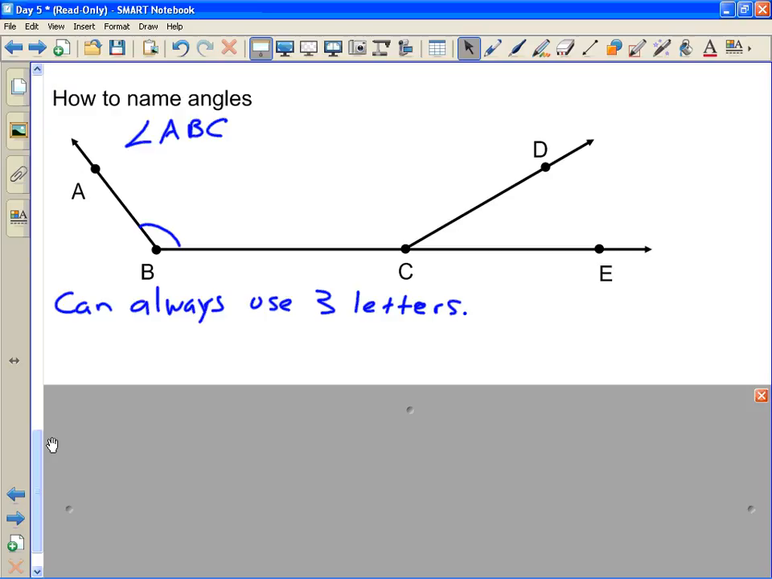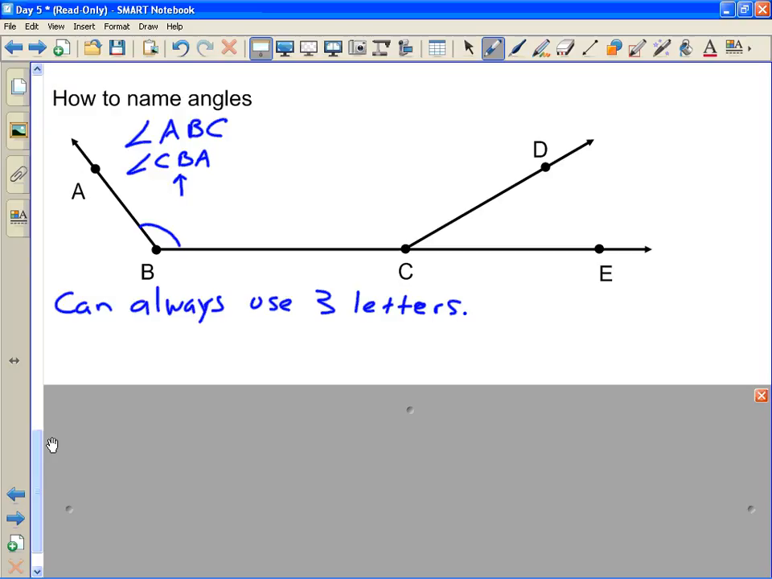Okay, so that's how you do it with 3 letters. And you can change these around. So you could say, okay, it starts at C, turns at B, and points towards A. Key thing to remember is your vertex has to be the middle letter. So B, when I'm talking about this blue angle, is going to have to be the letter that's in the middle.